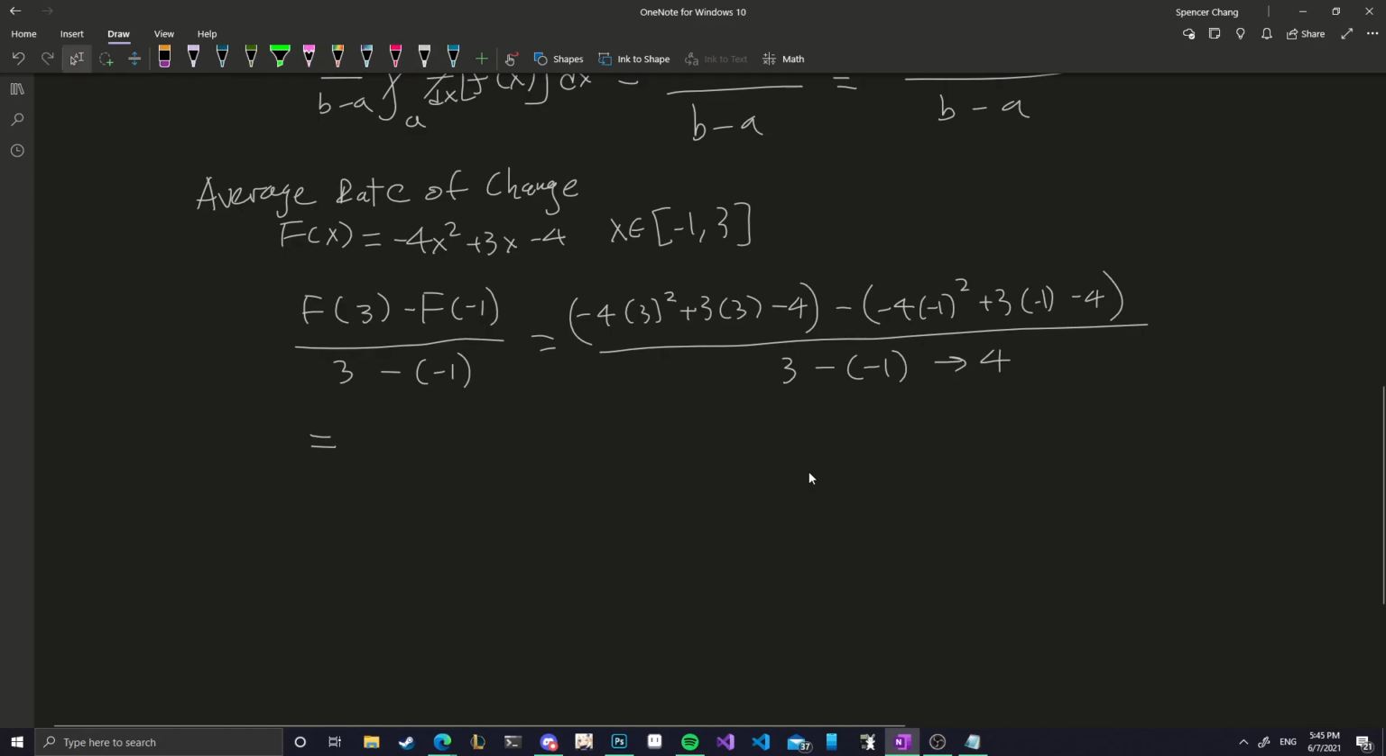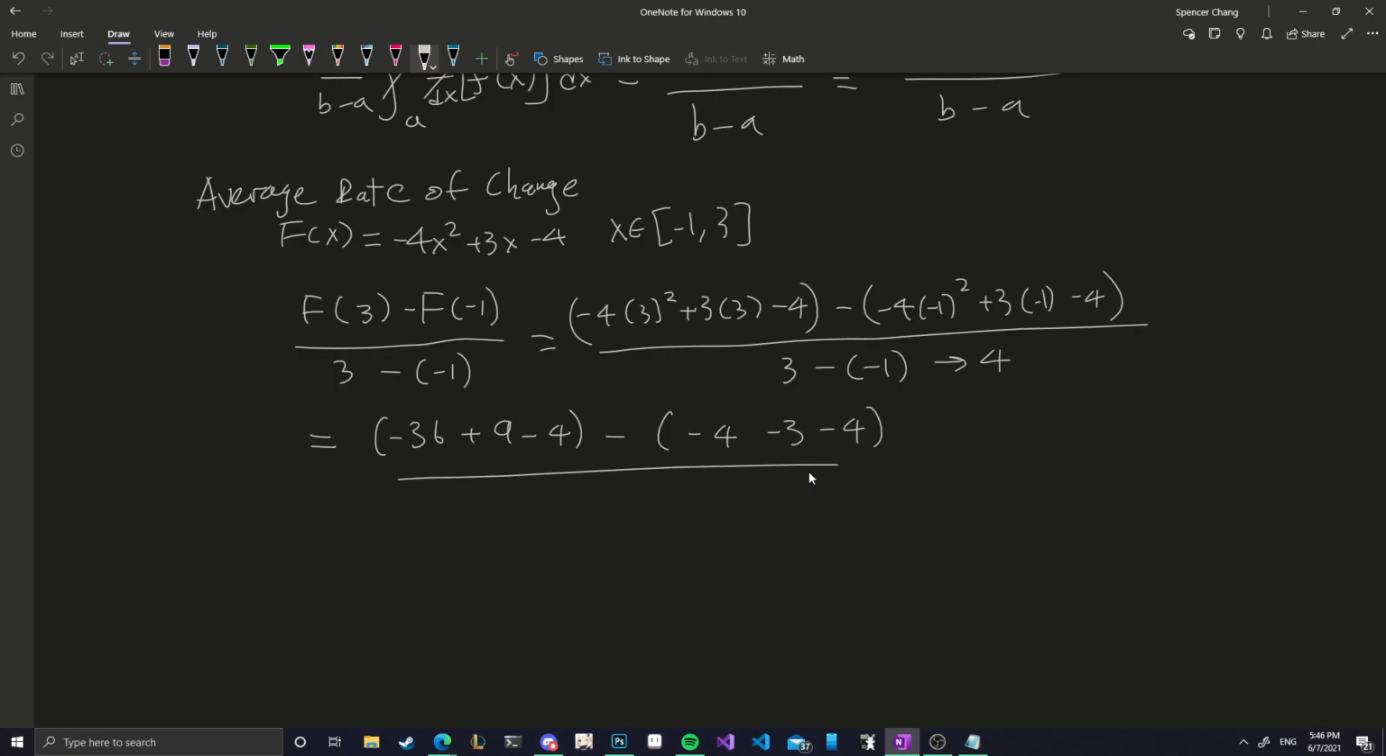We can simplify this down even more. Negative 4 times 9, that's negative 36. This will just become 9. This is negative 4 minus, the negatives inside the square cancel, so they become negative 4 minus 3 minus 4, all over 4.